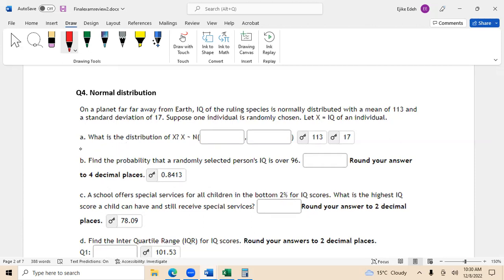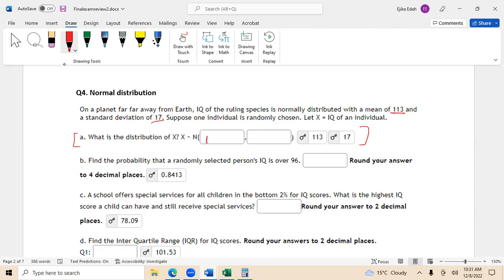This first question is redundant, so I would likely just remove it. It's not necessary, but I could just leave it for you to get some free points. So here it says, on a planet far, far away, the IQ of a species is distributed with a mean of 113 and a standard deviation of 17. We're paying attention to these values, right?